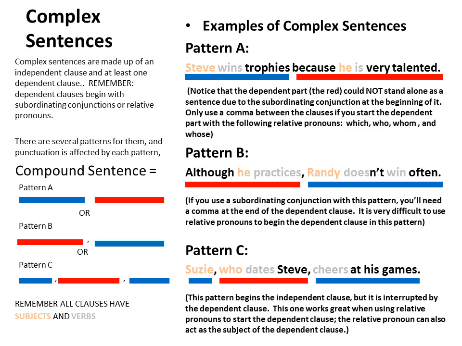Complex sentences are made up of an independent clause and at least one dependent clause. Now remember, dependent clauses begin with subordinating conjunctions or relative pronouns. Your textbook probably has lists of those, and there will be lists presented at the end of the presentation. There are several patterns for creating complex sentences, and punctuation is affected by each pattern.